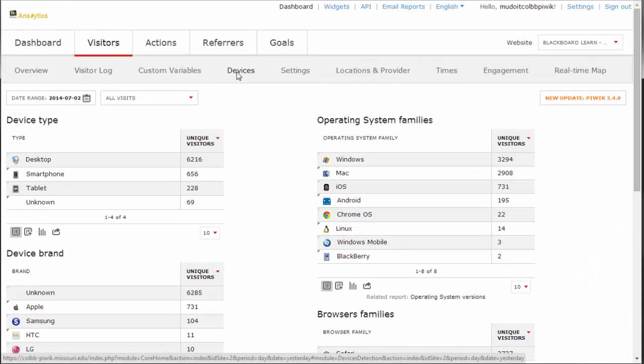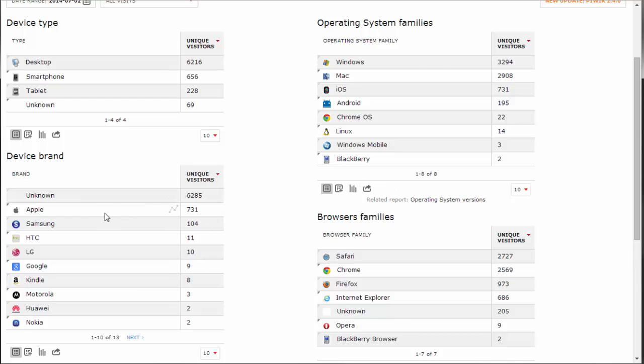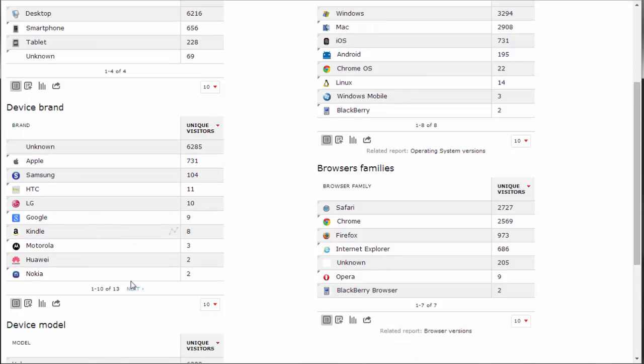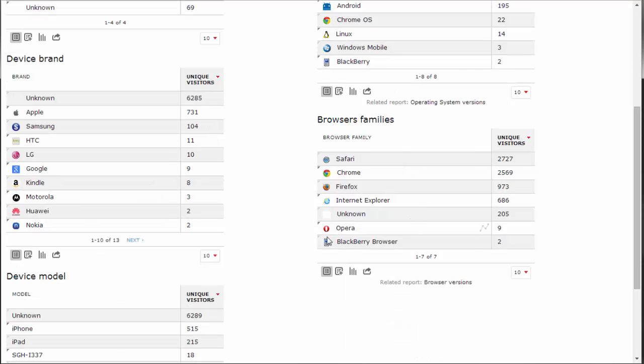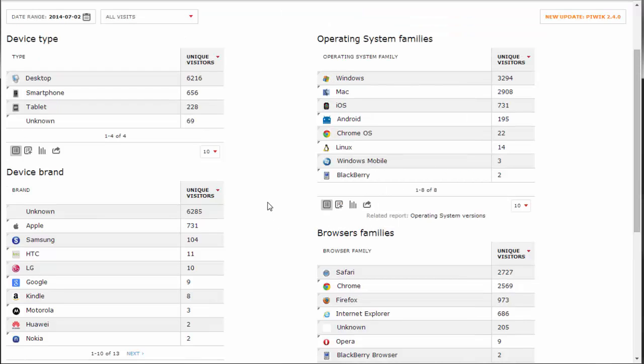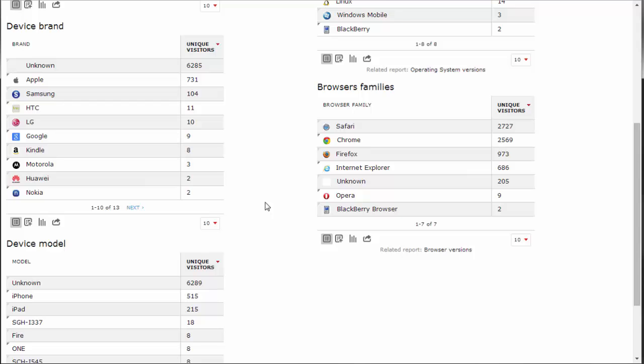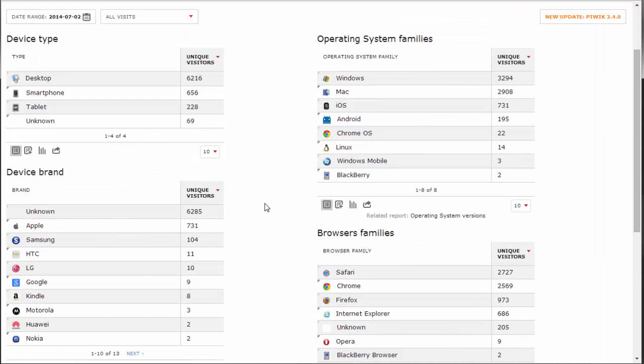We can also look at things like devices, operating system families, device brands, browser families, and device models. These can be very helpful in us understanding how the user is interacting with our environment, what types of products they're using, and what type of browsers they're using as well.